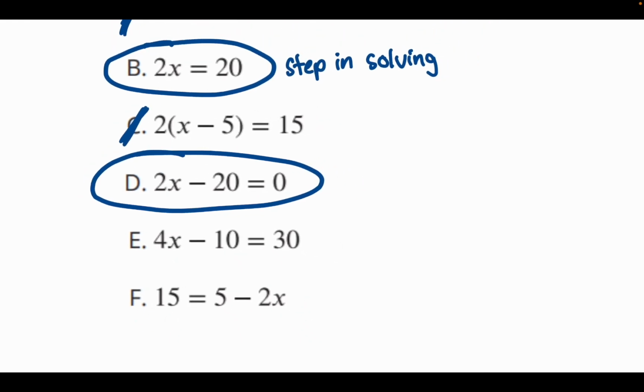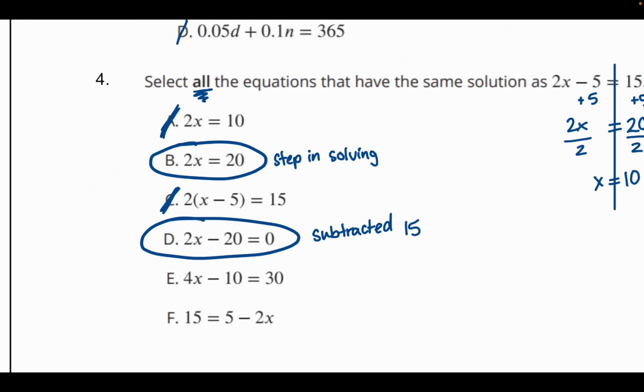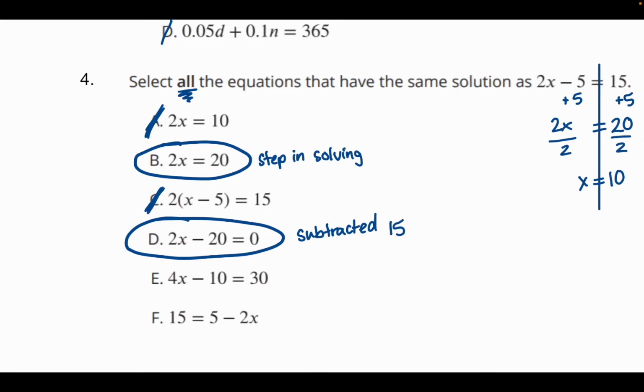And I'm going to describe what they did. They subtracted 15. And they did that on both sides. I'm just not going to write both sides. So they subtracted 15. Okay, now question E.